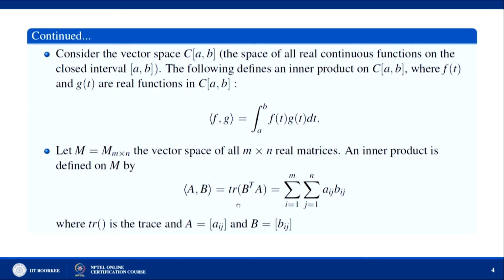Now, if we take this example, we consider all the real matrices of order m cross n over the real field, and this defines an inner product. Let us see how it is defined. Here we are taking the vector space as all real matrices of order m cross n, and the field as real. The inner product between matrices A and B is defined as trace of B transpose A, which is simply the summation over i, summation over j, Aij Bij.